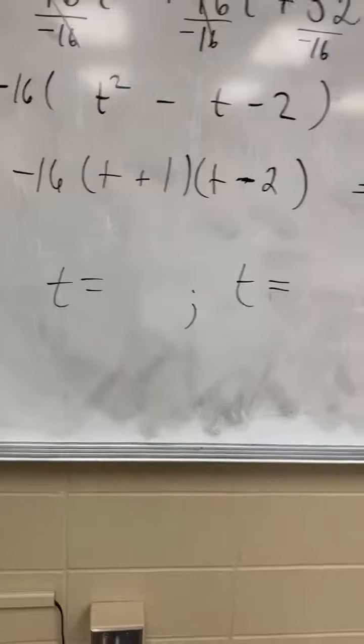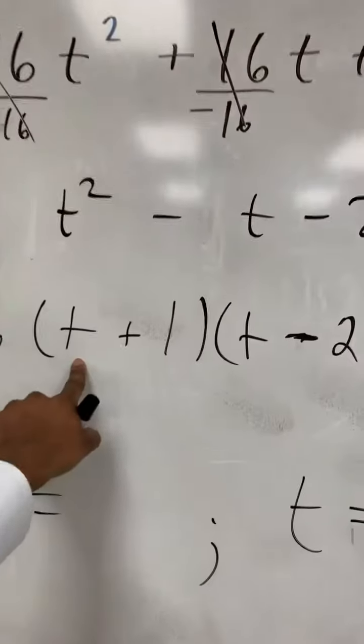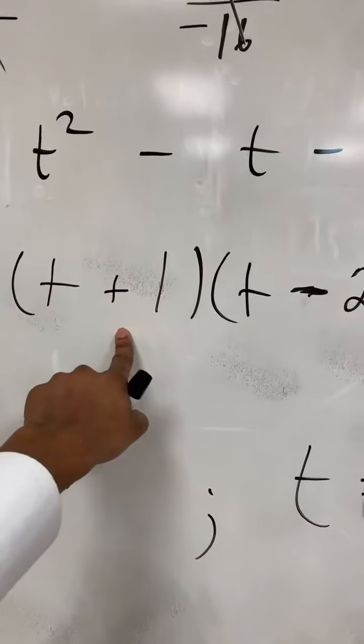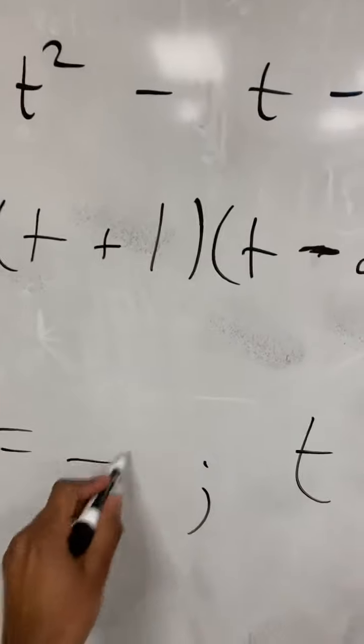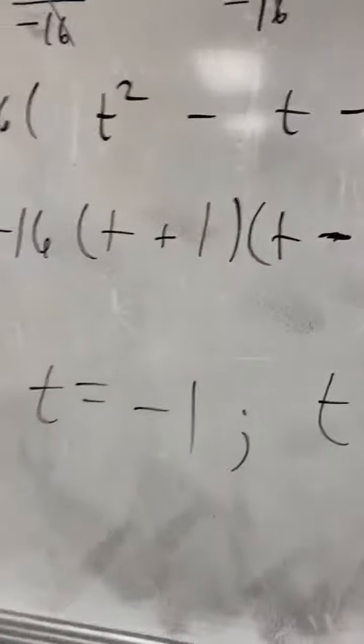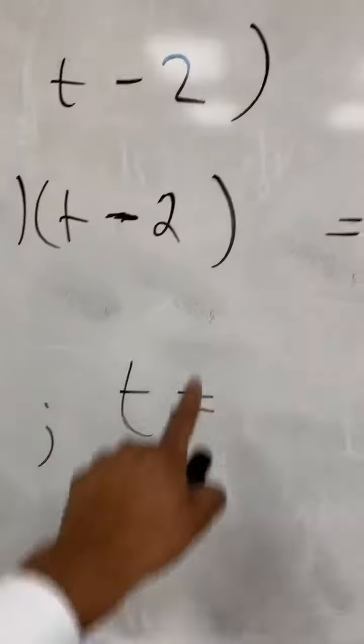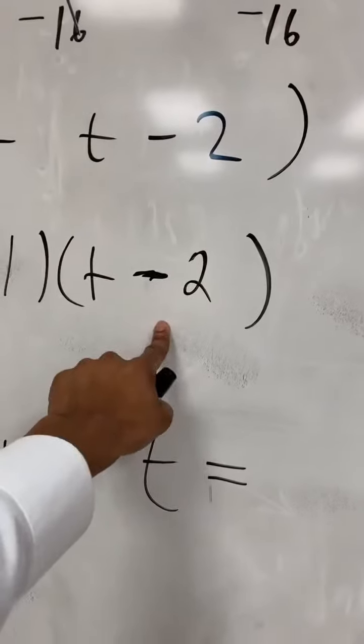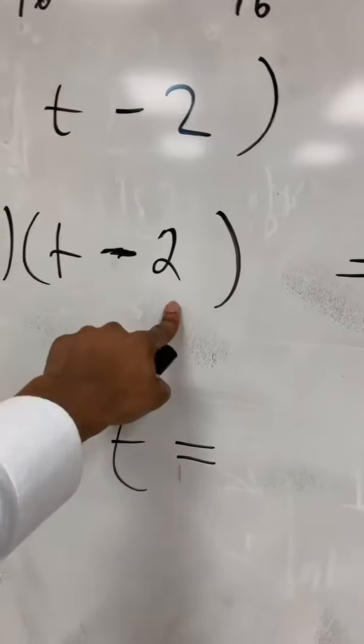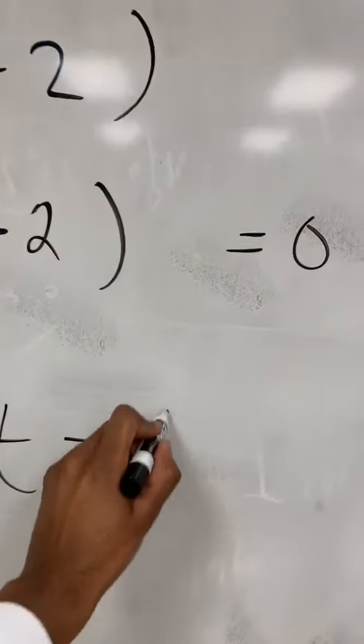So if we think about what we did before and we look in these parentheses, how is this going to be a 0? If that's a positive 1, I need that to be a negative 1. So boom, negative 1 is one of your solutions. We look at this one. How's this going to be 0? If I put a 2 here, 2 minus 2 is 0, so t has to be equal to 2 also.